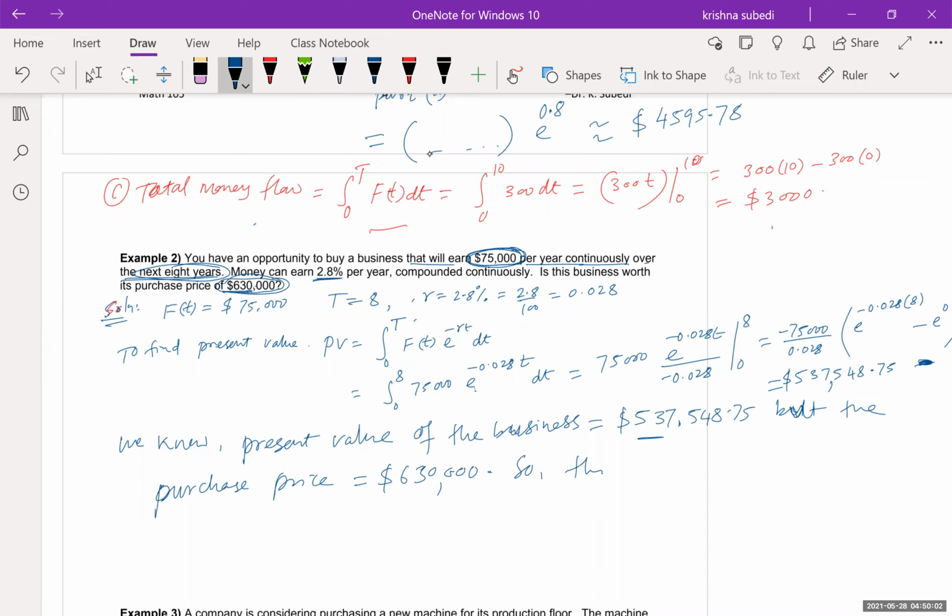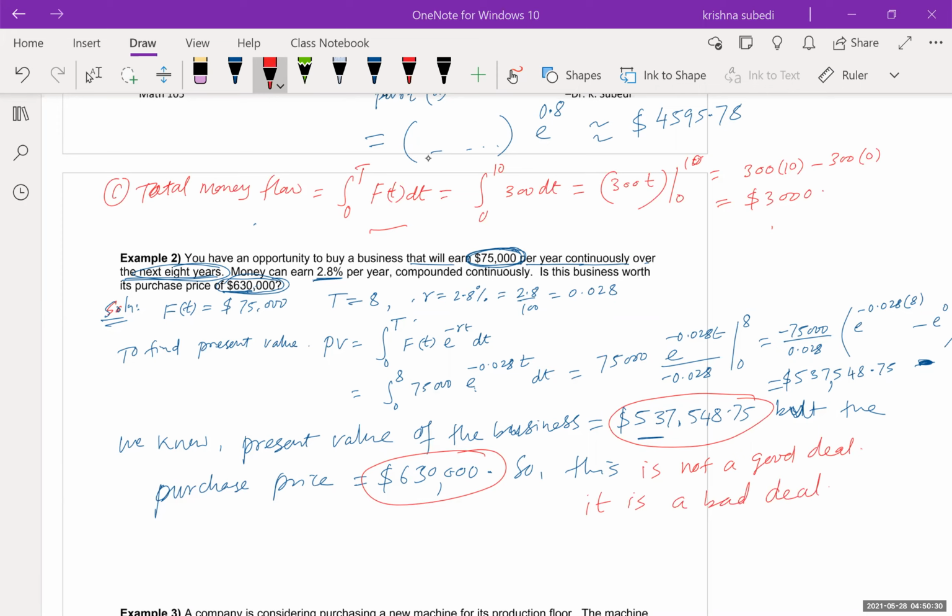So this is not a good deal. This is a bad deal. You are in a loss. Okay, the actual value of the business is this, but the purchasing price is this. So this is not a good deal. As a matter of fact, this is a bad deal. Okay, any questions so far?